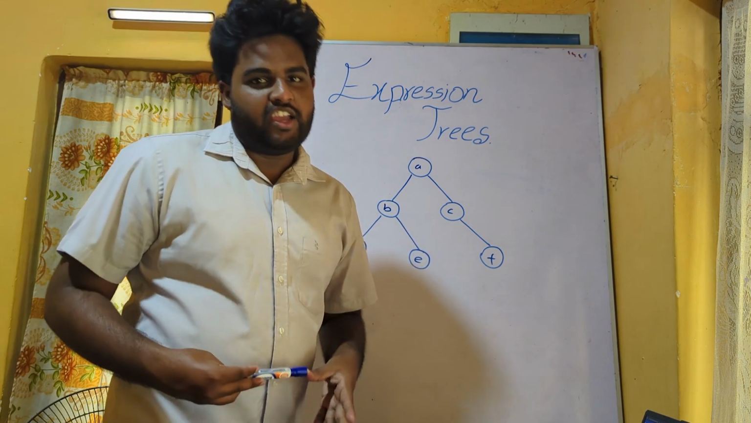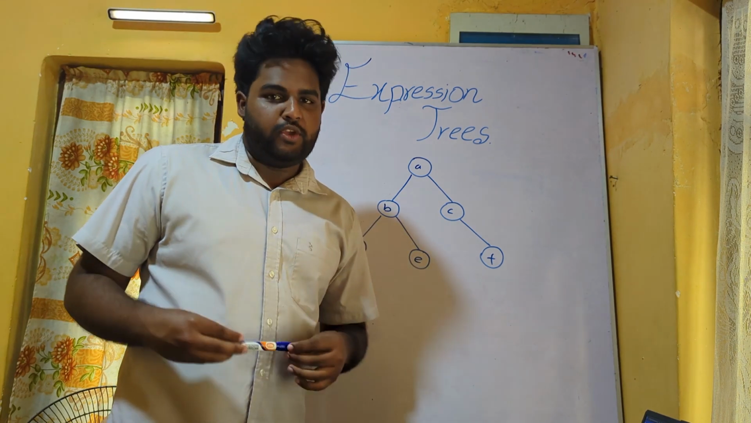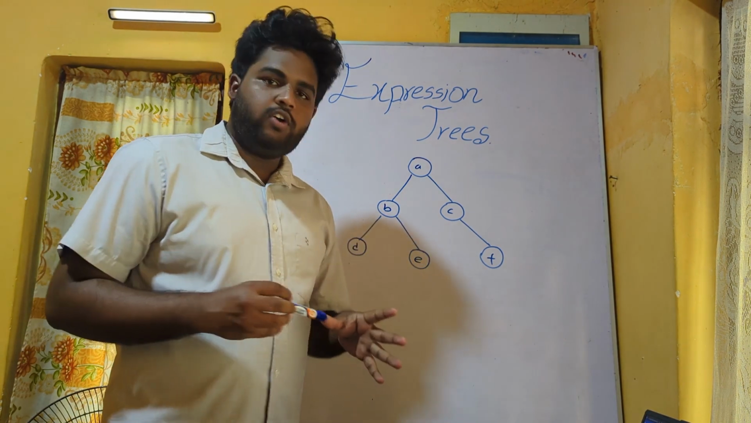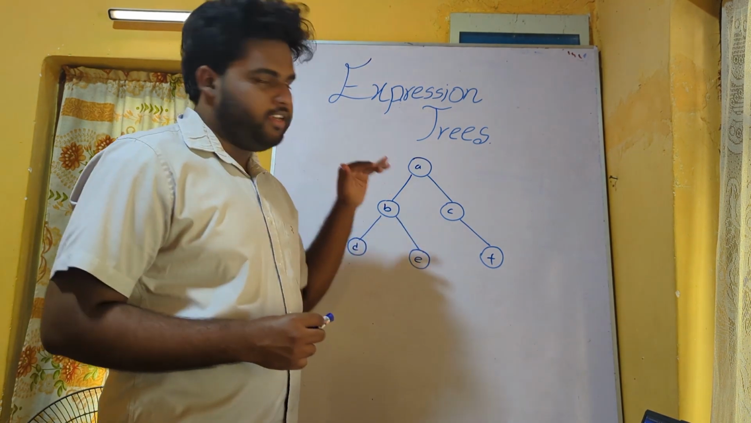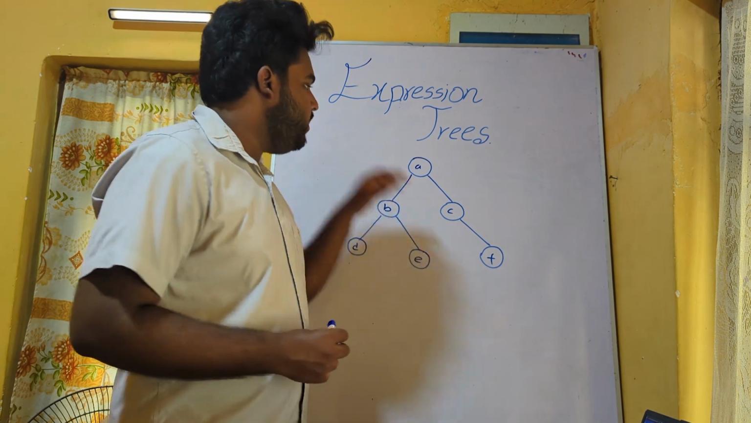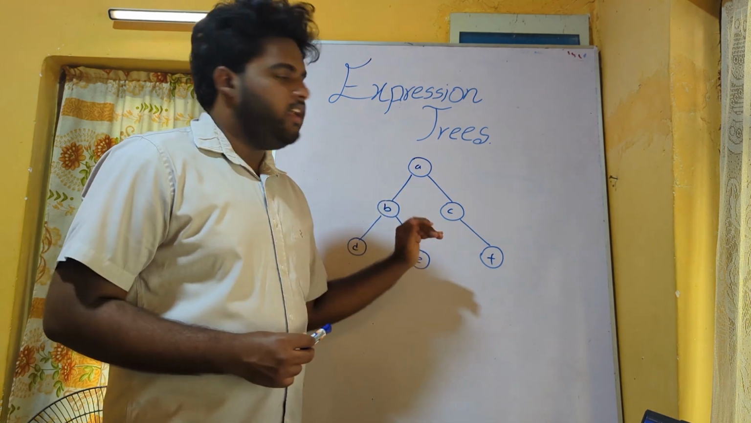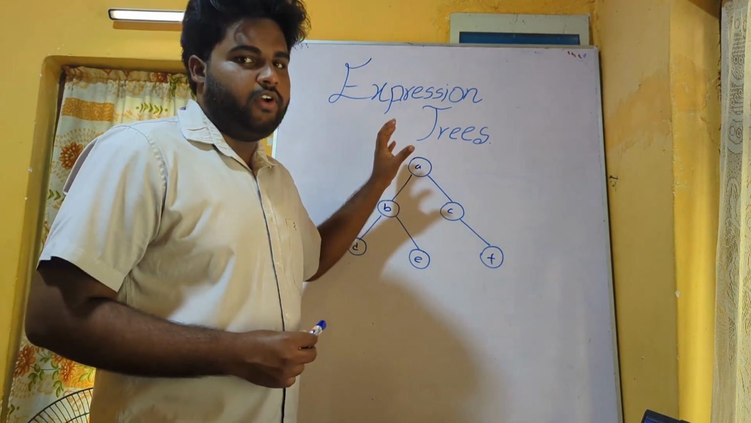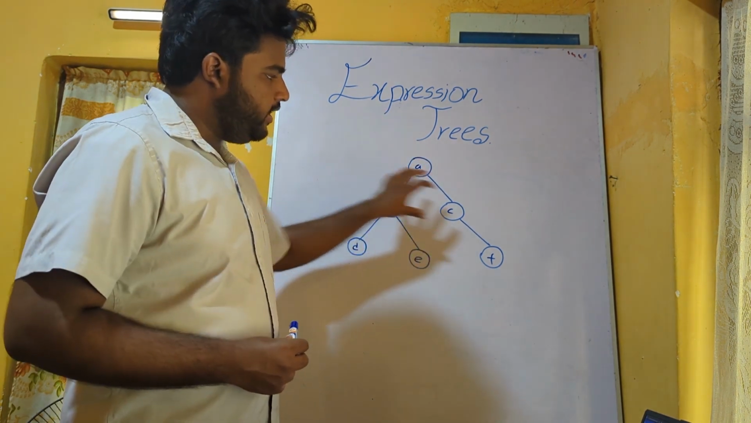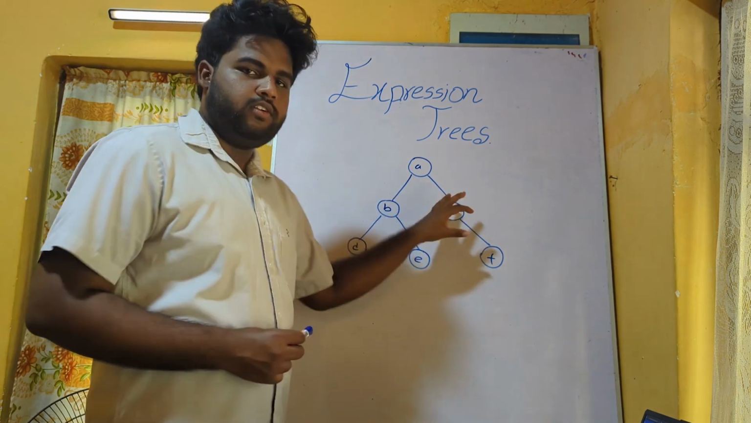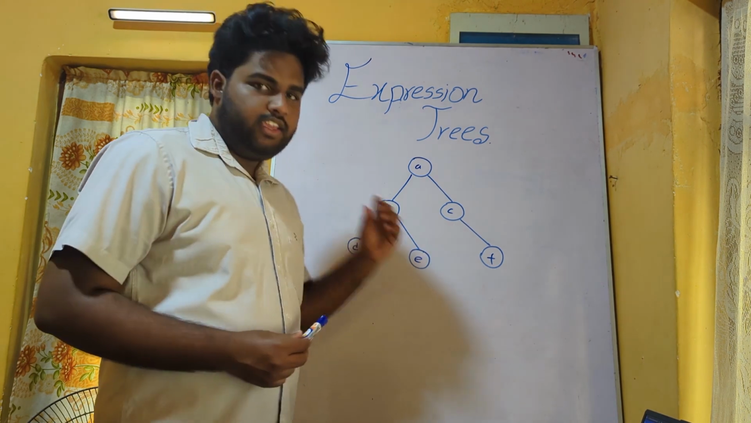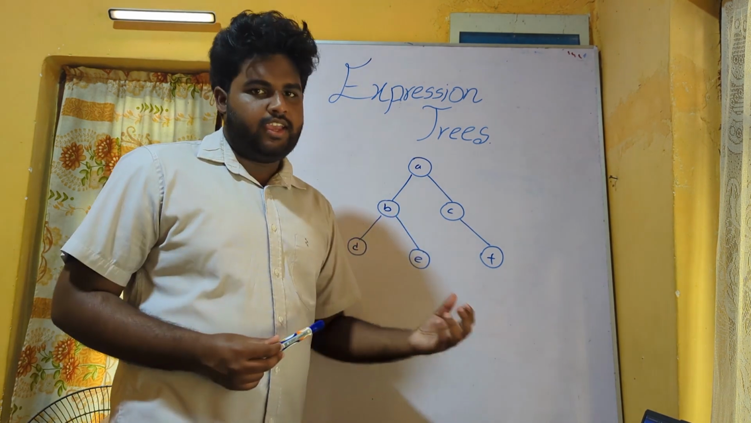Before actually talking about expression trees, let me give you a quick summary about the tree data structure. A tree is a nonlinear data structure which stores data on separate levels. The topmost node is called the root node, and the internal nodes are called the parent nodes. And then the nodes without children are called leaf nodes or the leaves of the tree.